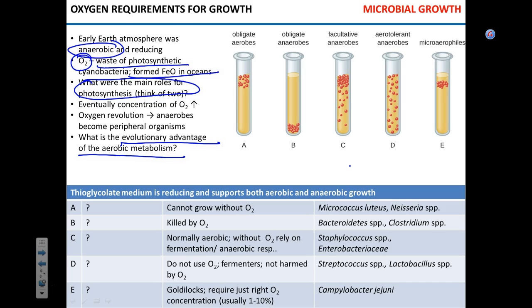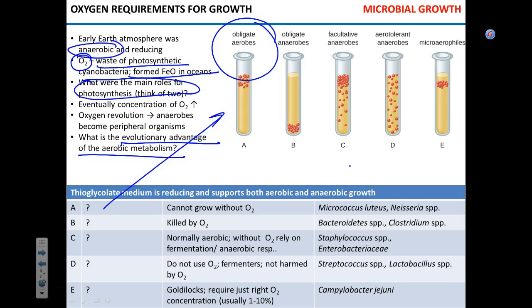So let's see the 5 major classes of aerobic microorganisms based on the oxygen requirements. These are obligate aerobes, okay? So these microbes cannot grow without oxygen. Does that make sense? Cannot, absolutely. They must have oxygen. Does that make sense?